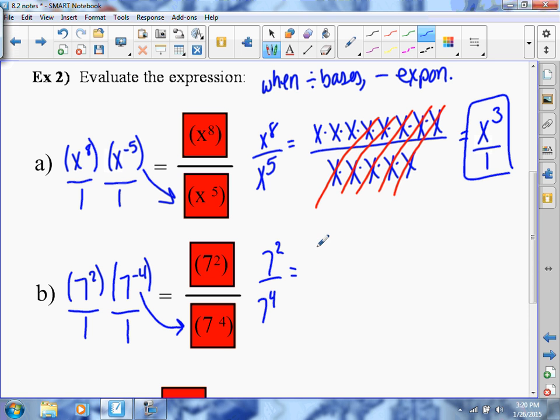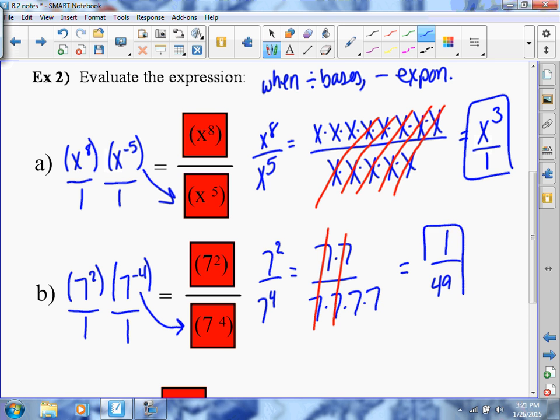Now, I'm going to write this out again like I did before. This is 7 times 7 over 7 times 7 times 7 times 7. And again, I'm going to cancel. Now, this problem's a little bit different than what we did above because everything cancels from the top. So that means I have a 1 left over in the top, and I have 7 times 7 left over in the bottom, which is 49. Or you could think of it as 1 over 7 squared.